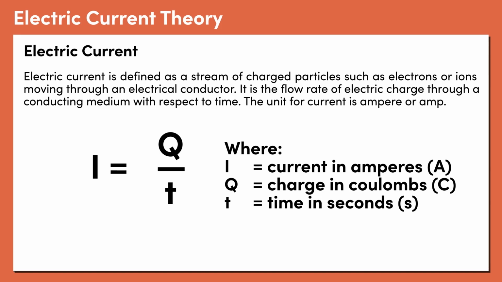Electric current is expressed in circuit diagrams or formulas using the symbol capital I. The unit for current is ampere or amp. This is represented by capital A. The expression displayed shows the relationship between current, charge, and time.